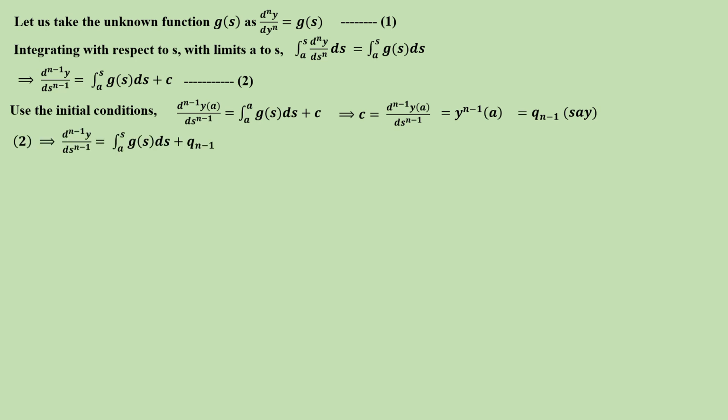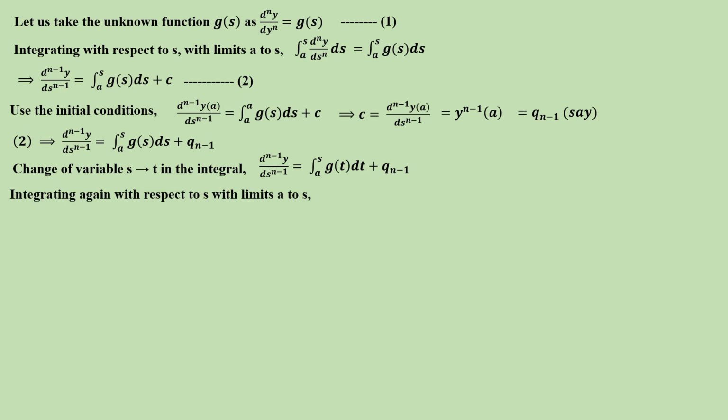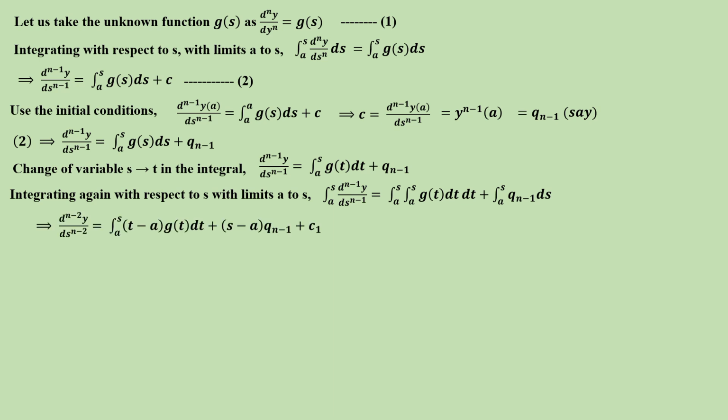This implies, from 2, d power n minus 1 y by ds power n minus 1 is equal to integral a to s g of s ds plus q n minus 1. Changing the variable s to t, we get d power n minus 1 y by ds power n minus 1 equal to integral a to s g of t dt plus q n minus 1. Integrating again with respect to s with limit a to s, the integral a to s of d power n minus 1 y by ds power n minus 1 ds is equal to the double integral a to s of g of t dt plus integral a to s of q n minus 1 ds.